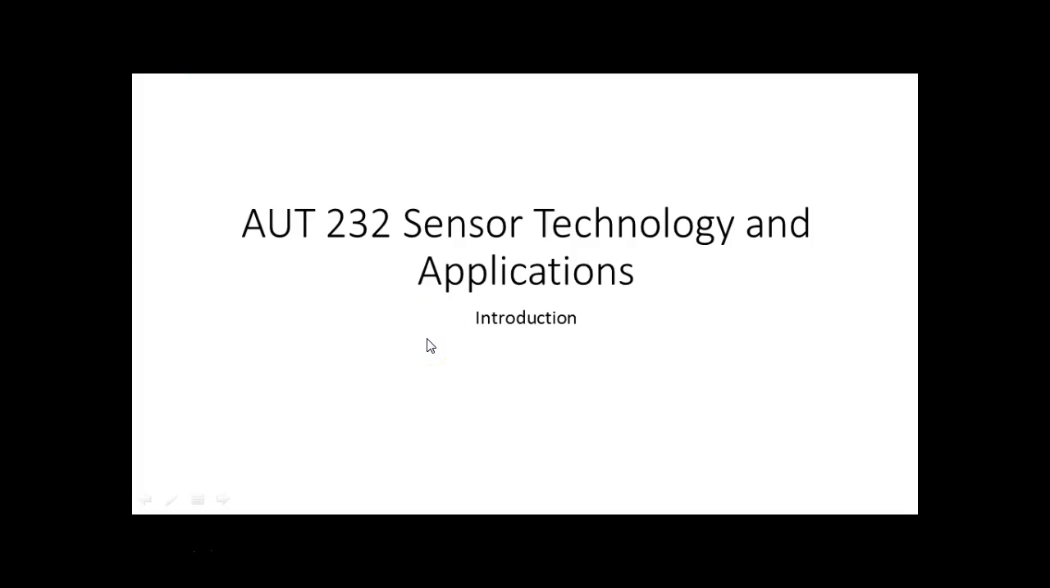So what is a sensor? The name of the class is AUT 232, Sensor Technology and Application. So the lab will be the application. And of course, we'll be talking about a lot of sensors that we're not going to do. But what is a sensor?